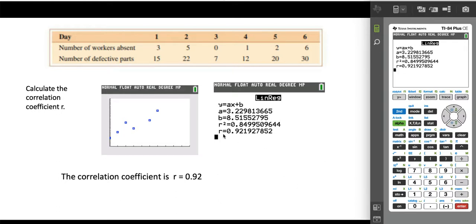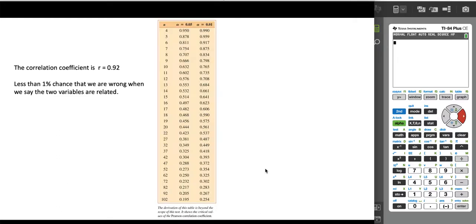So the correlation coefficient is 0.92. Your book is going to give you this wacko, crazy formula for calculating this. The best way to do it is to use the calculator. Now we're going to compare that to this chart. So our correlation coefficient is 0.92.